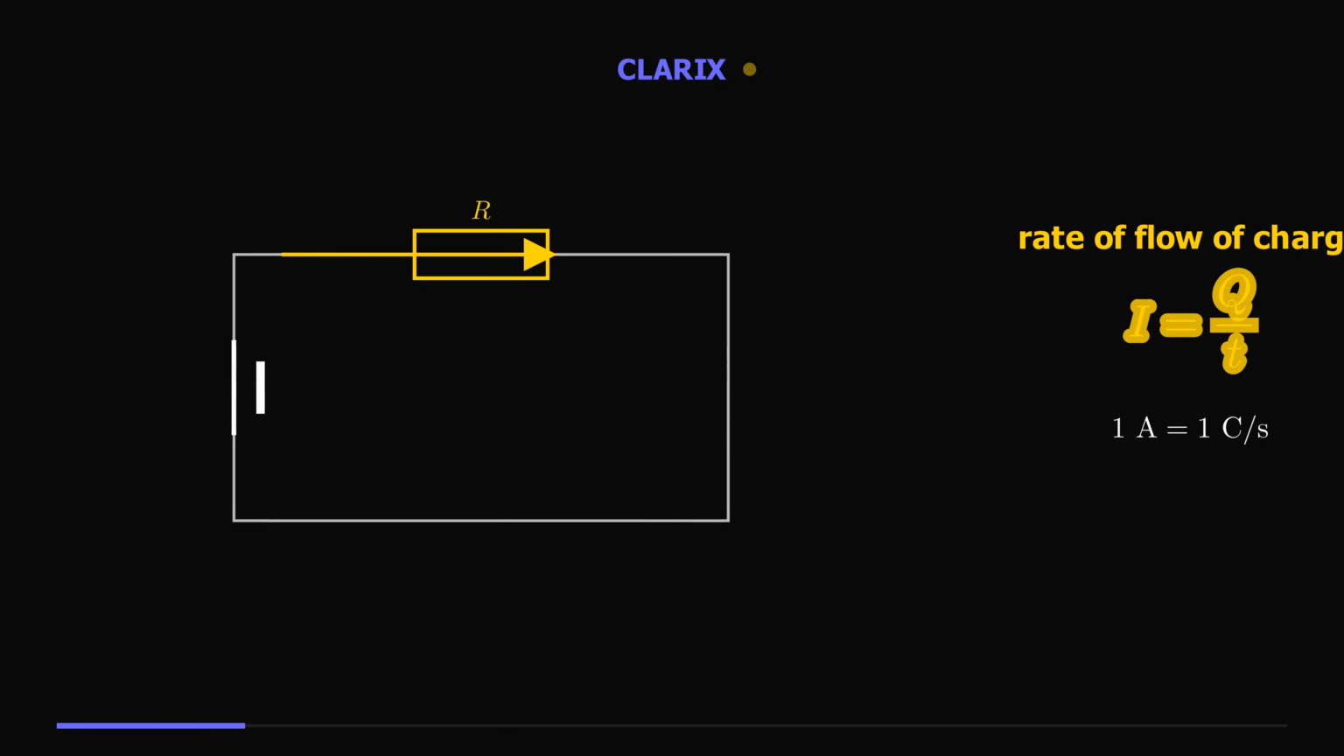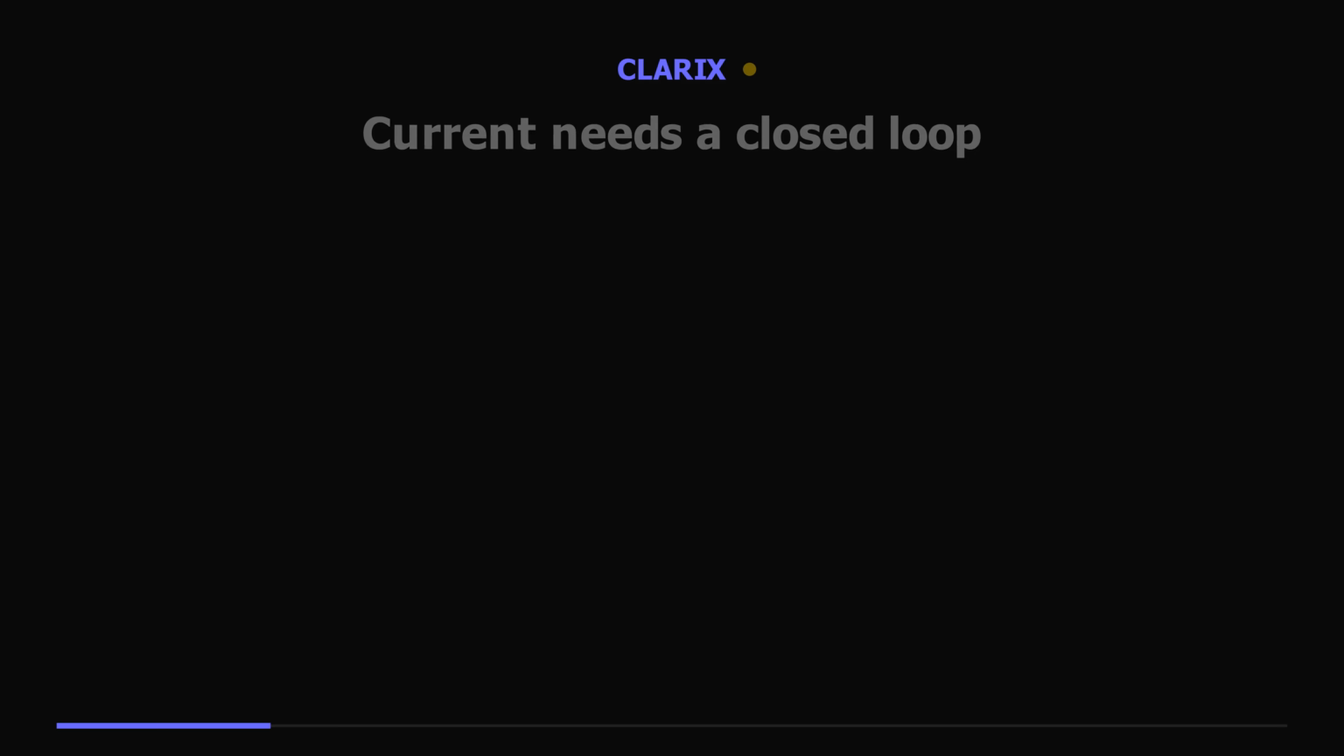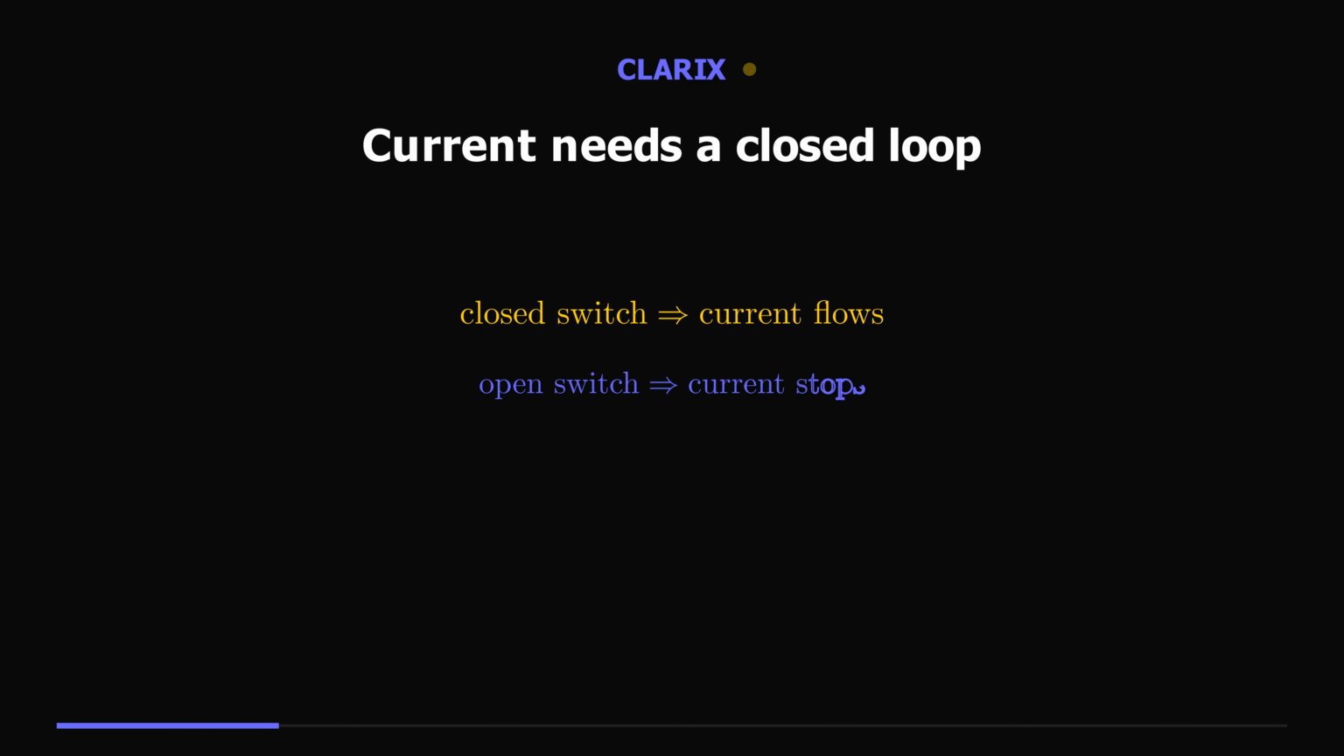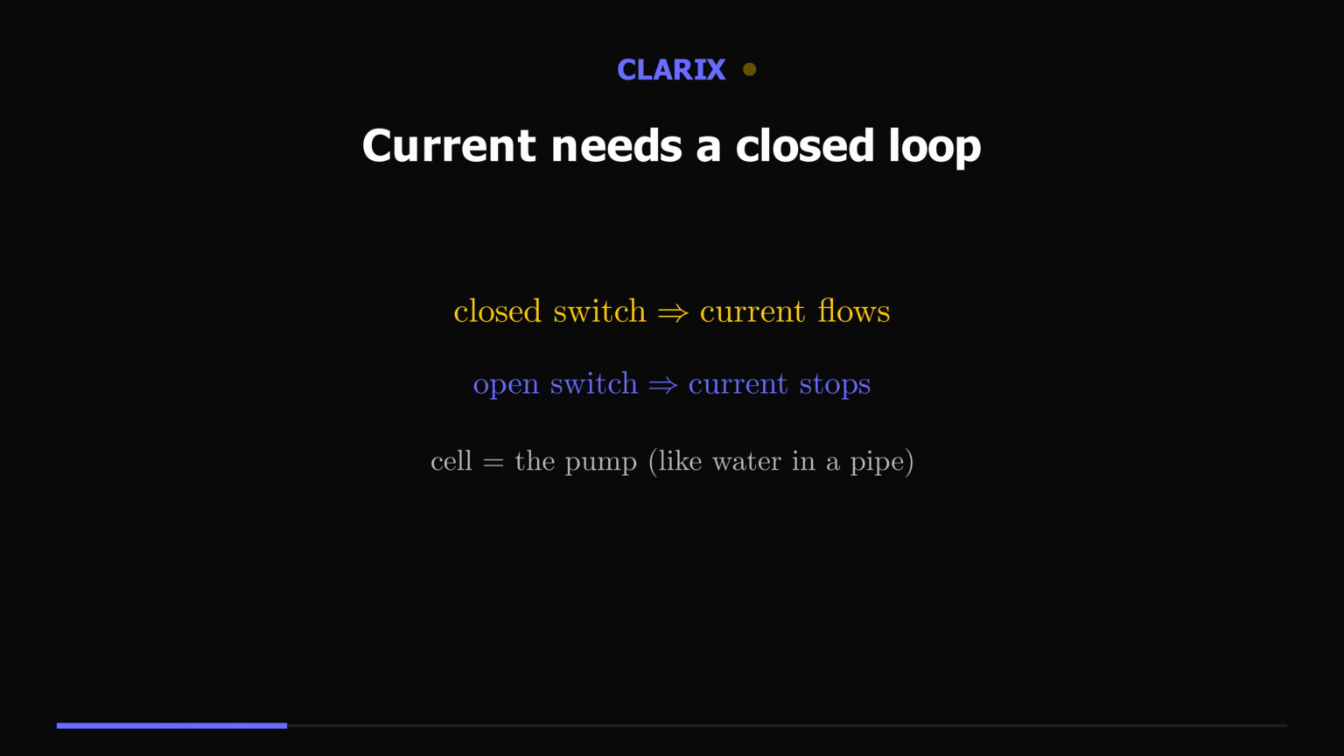By convention, we mark current flowing the way positive charge would move, opposite to the electrons, but that's just a historical choice. Charge only flows if there's a complete unbroken loop, a circuit. Break the loop with an open switch and the current stops instantly. The cell, or battery, is the pump that keeps the charge moving around the loop. Think of it like water. The wire is the pipe, the charge is the water, and the cell is the pump that keeps it circulating.